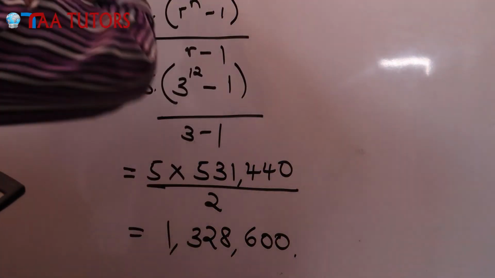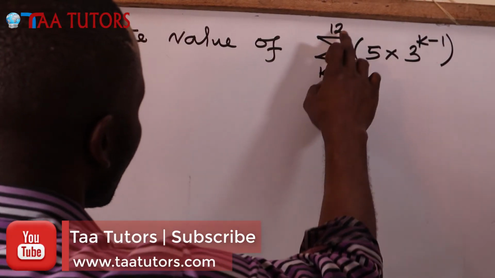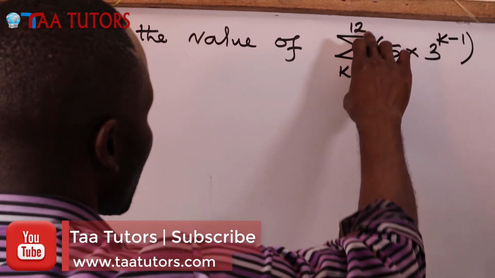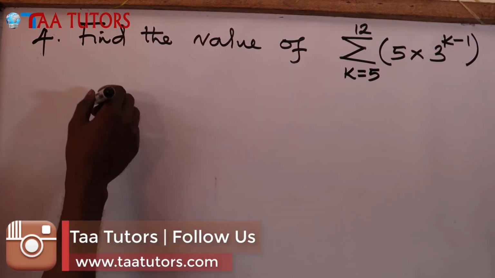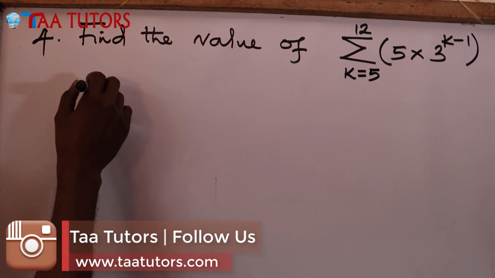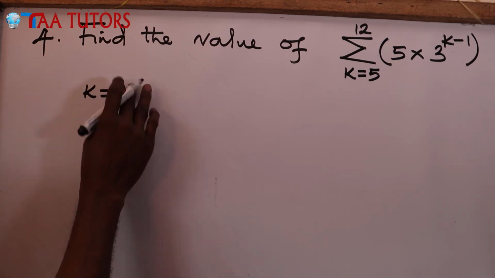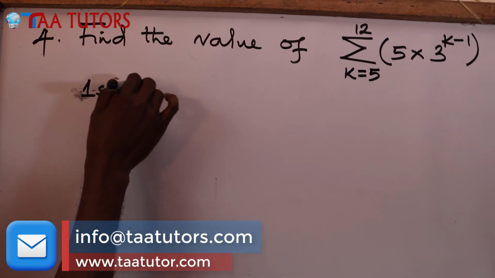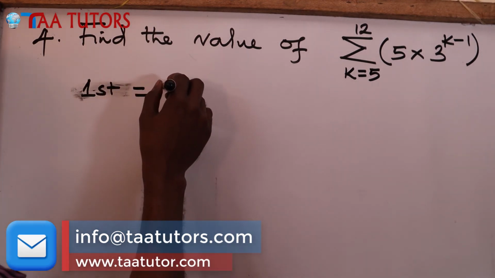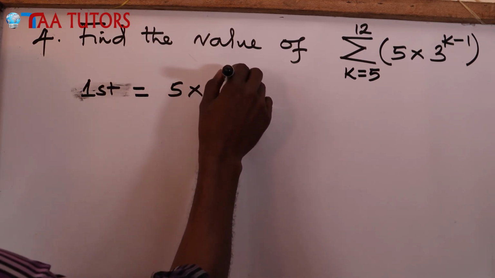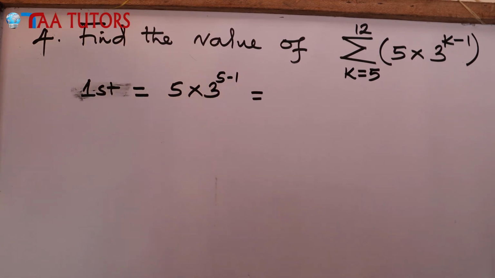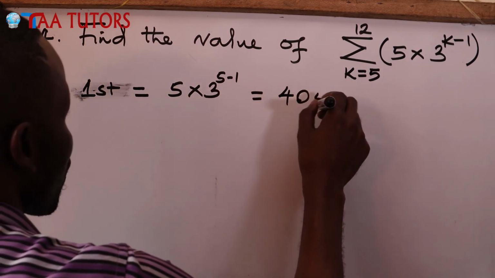Now I want us to go to the fourth question, which is example 4. Find the value of the sum with the upper limit 12 and k starting at 5, and this one is what we have. So the first term here, where k is 5, is 5 times 3 power 5 minus 1, which is 3 power 4. 3 power 4 is 81, times 5 is 405. So this is our first term.